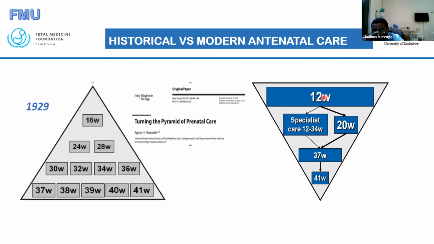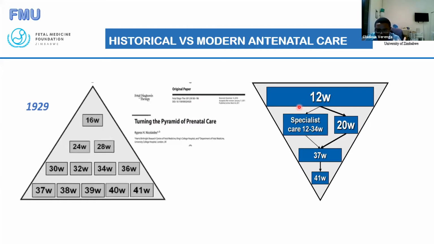So this was what Professor Nicolaides argued. He said, look, it is possible that all women, instead of coming at 16 weeks, should come at 12 weeks so that they can be offered screening for Down syndrome. But now we are aware that it's not just Down syndrome that can be offered there. We can screen them for preeclampsia as well. We can screen them for preterm birth and all the other things at 12 weeks. As I'm speaking, most women in England now present at 12 weeks for the screening for Down syndrome.